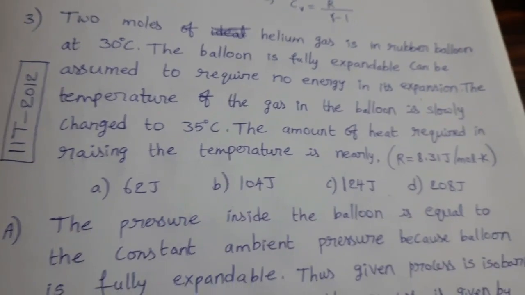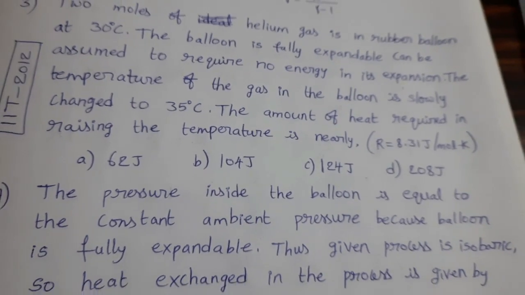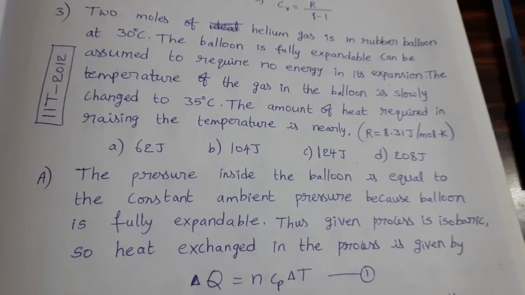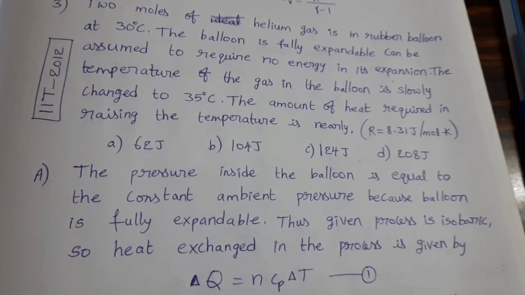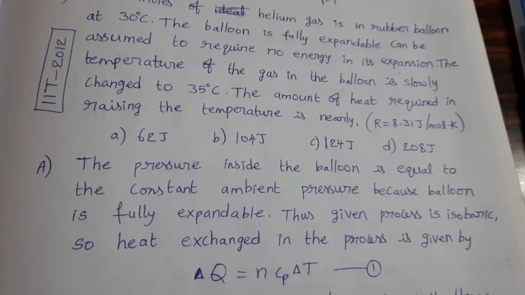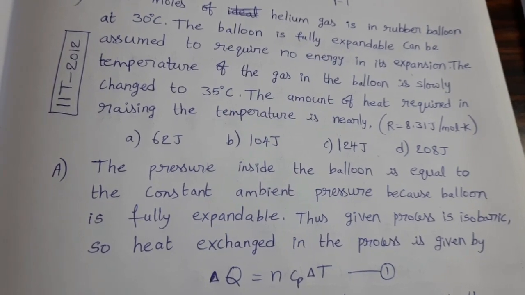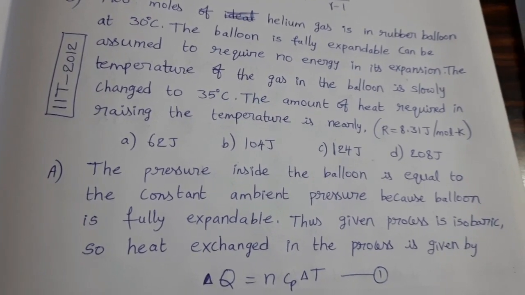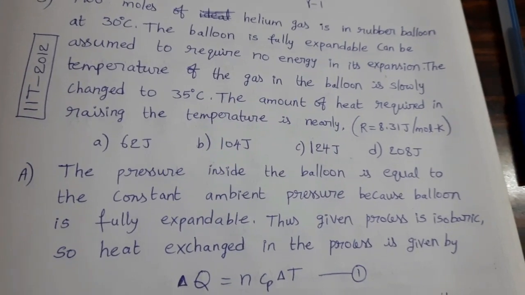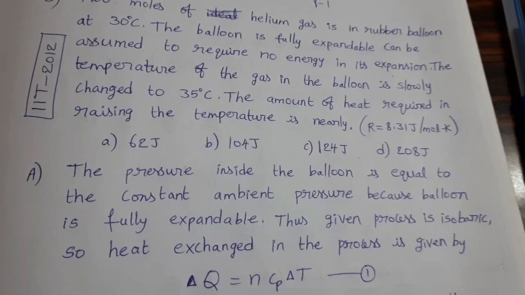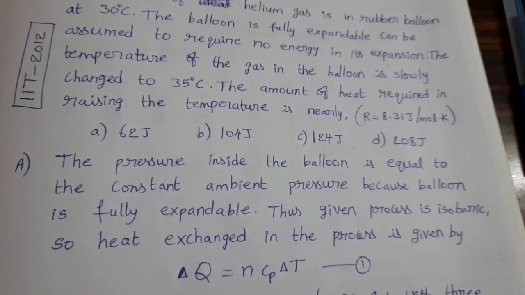Okay, see this, the pressure inside the balloon is equal to the constant ambient pressure because the balloon is fully expandable. Thus the given process is isobaric. Isobaric means a particular process takes place at constant pressure. Here also the balloon can expand fully, that means the pressure inside the balloon is equal to the constant ambient pressure, constant atmospheric pressure.